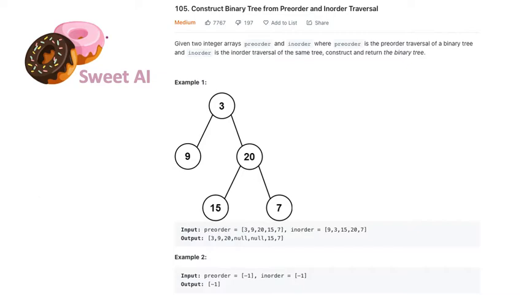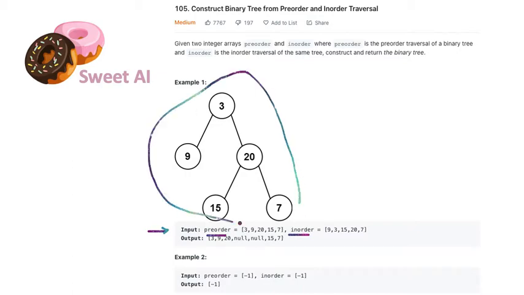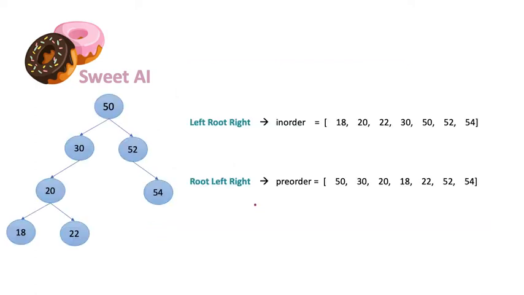So what this question is asking us: two arrays are given, the preorder and inorder traversals of the binary tree, and we are supposed to return a binary tree using these two arrays. Let's see what inorder and preorder mean. Inorder means we traverse the tree left, root, right, and preorder means we traverse root, left, right. So how can we use these two arrays to create this binary tree?